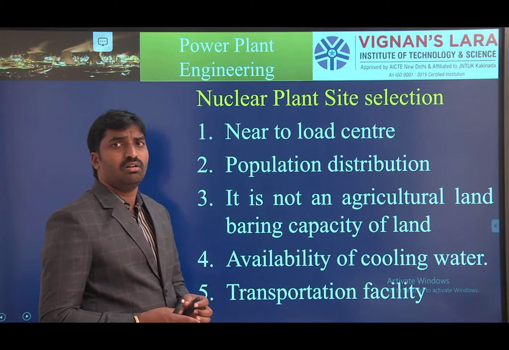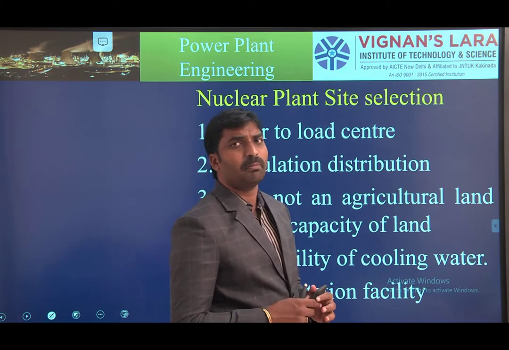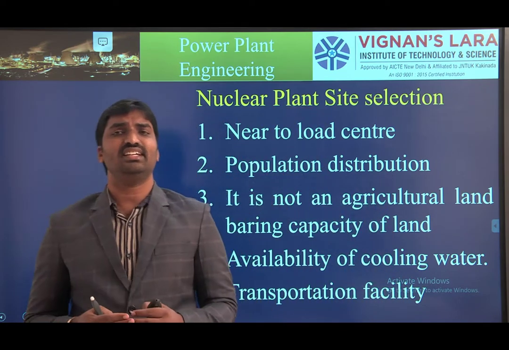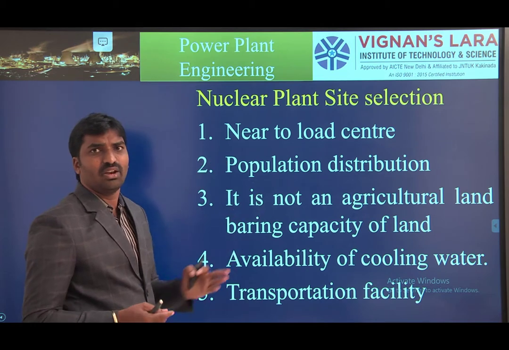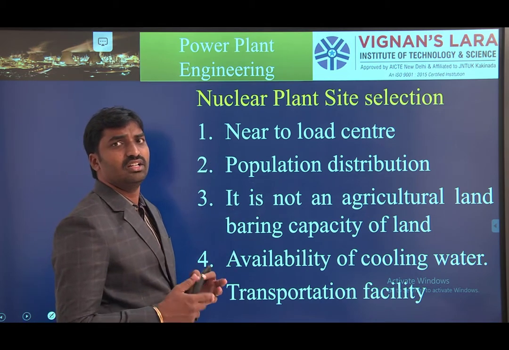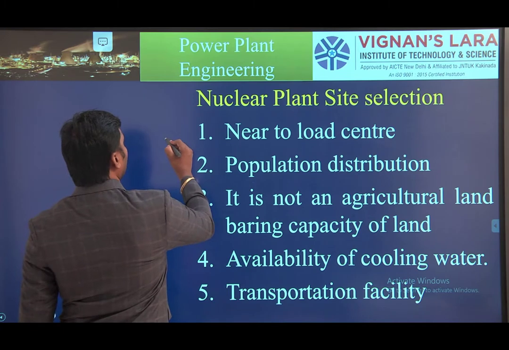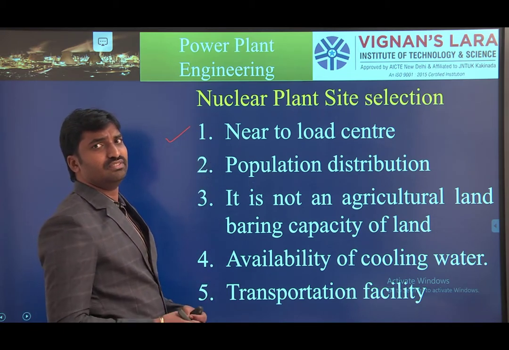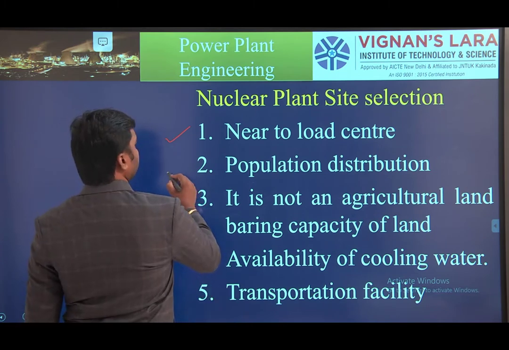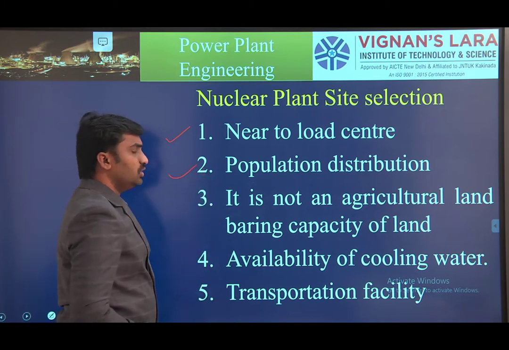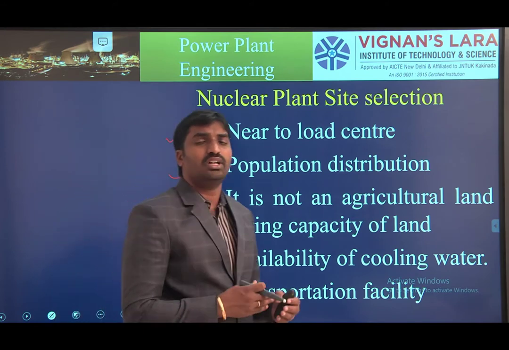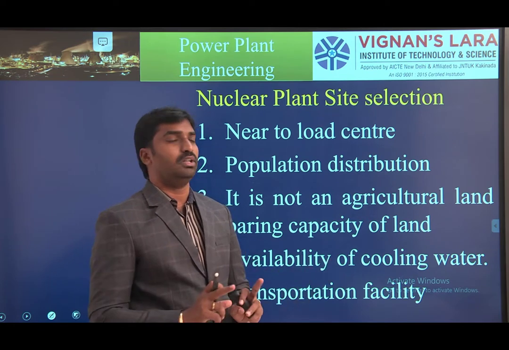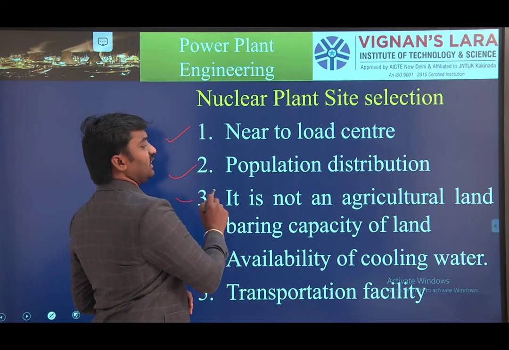And what about the site selection for a nuclear power plant? For selecting a site, the first thing is to check whether the load center is nearer or not. If the load center is far away from the power station, the transmission losses are very high. That's why we always construct it nearer to the load center. And population distribution: the generated power can be distributed based on the requirement only. And it should not be agricultural land.